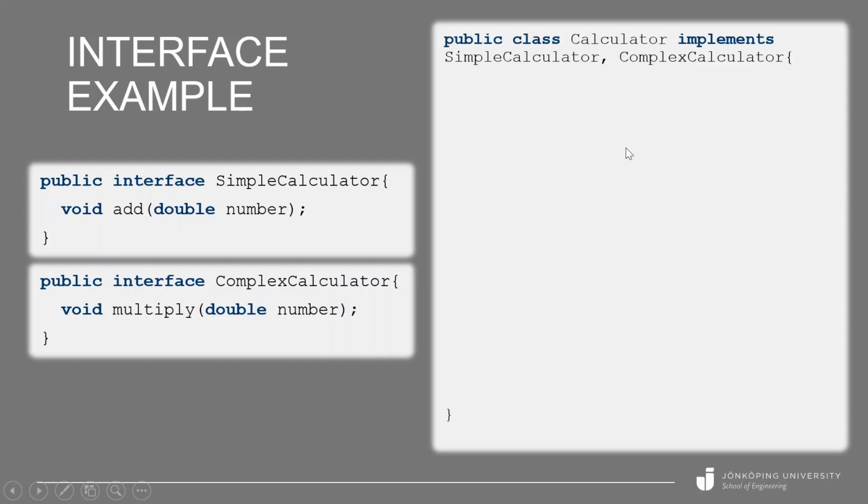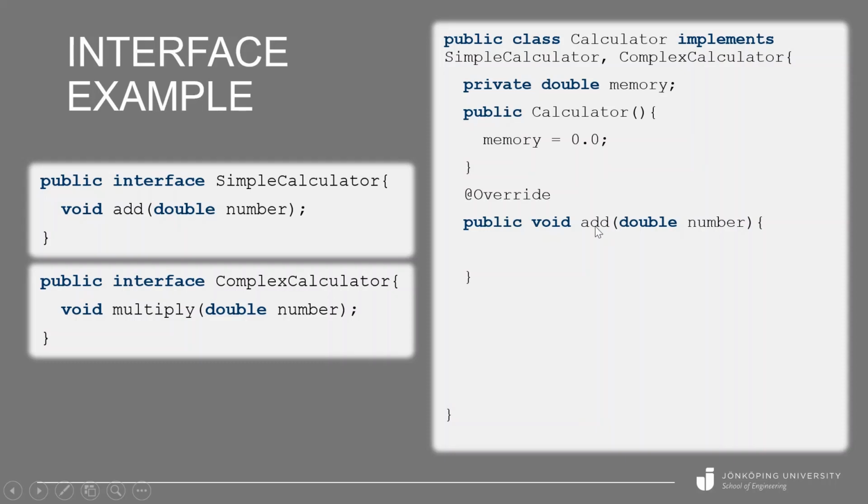Then over here we create a class which we call Calculator, which implements these two interfaces. So this Calculator class can be seen as a simple calculator, and it can also be seen as a complex calculator at the same time. Here we have an instance variable to keep track of what is stored inside the memory in the calculator. Then we have the constructor, where we simply set this one to 0.